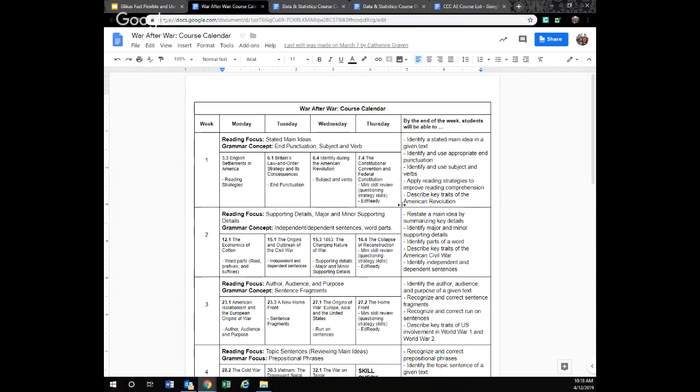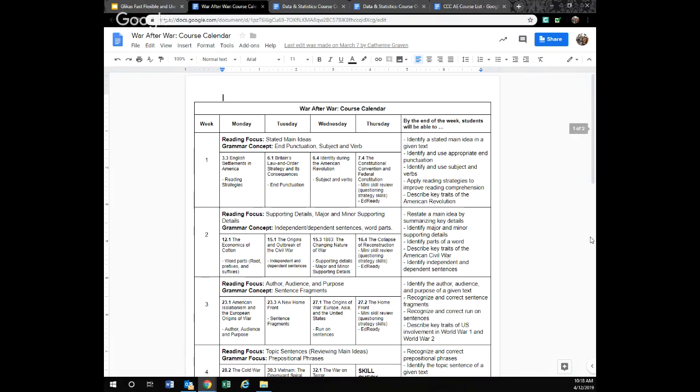And so each week we pick one reading focus, one reading skill that they're going to be working on. We pick a few grammar concepts that they're going to be working on and practicing. And then we have them work through a college level history textbook where they're really practicing reading complex texts. We do a lot to practice note taking, using graphic organizers, highlighting skills, reading skills, so that they are prepared when they go to college to read a textbook independently.